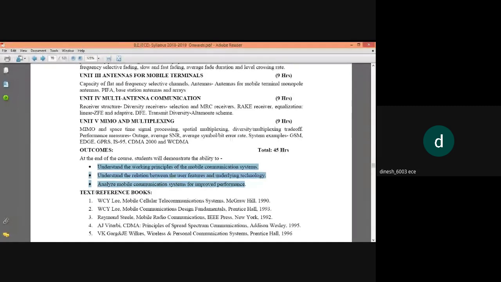And another outcome is that you will be able to analyze which type of communication system is used for which type of application. So depending upon the application, you will be able to analyze which standard or which technology is better in what way. Okay.